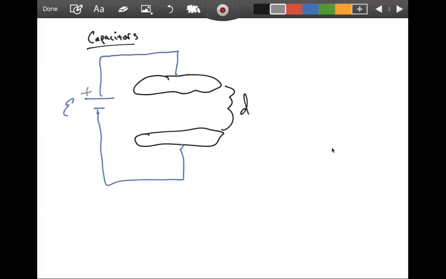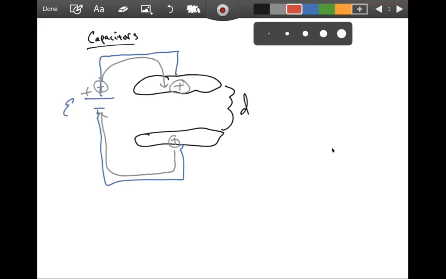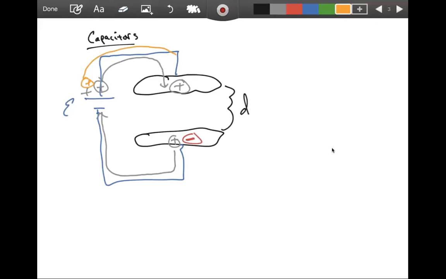So if this is my positive side, it's going to start pushing positive charges onto this plate. So I'm going to get a positive charge onto here. Simultaneously, from the Coulombic repulsion, that's going to take a positive charge from here, kick it off, and push it back into the battery, which overall leaves a negative charge on this plate. Then it's going to take another positive charge out of the battery, and try to put that onto this plate.